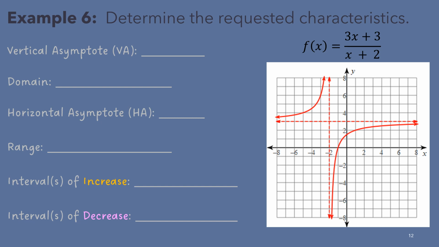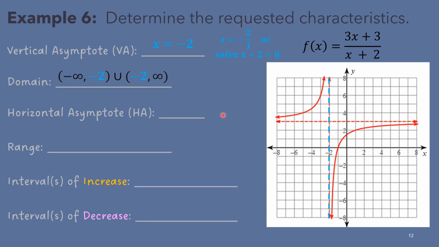Number 6, final example. Determine the requested characteristics of our function f of x equals 3x plus 3 over x plus 2. Our vertical asymptote we find by setting the denominator equal to 0 and solving to give us x equaling -2. And we do have that already sketched, but we'll go over it again. This splits the domain from left to right, from negative infinity to -2, union -2 to positive infinity.